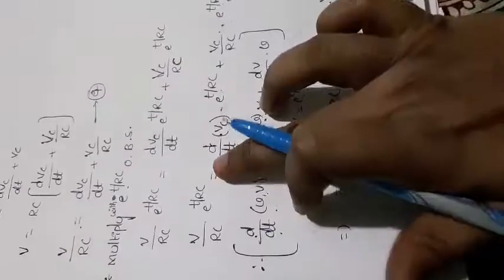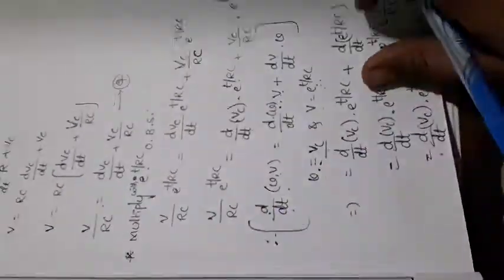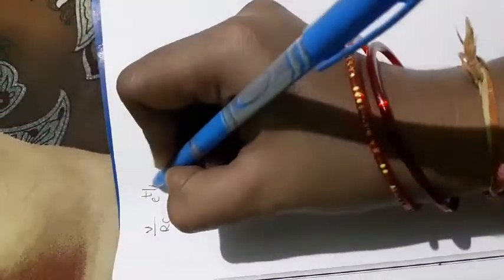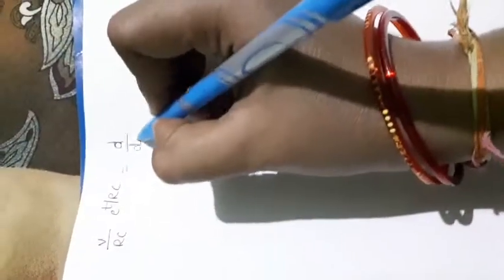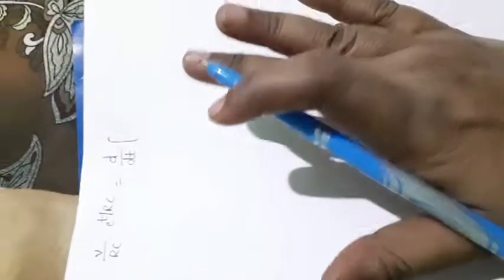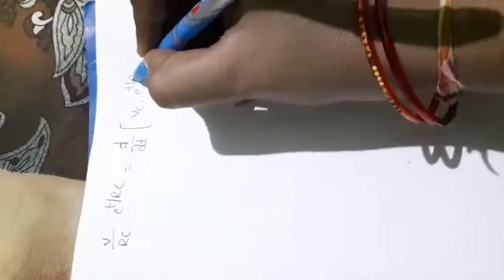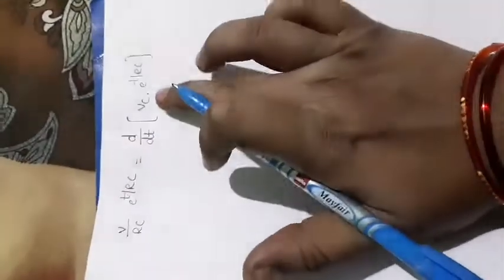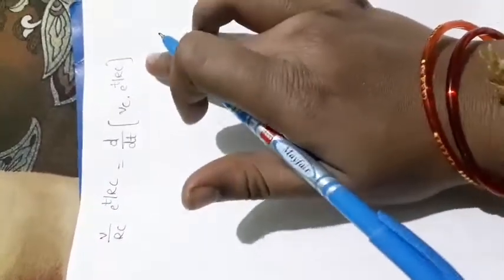Okay, so generally now I am taking this equation and rewriting it as V by Rc into e power t by Rc is equal to d by dt of, so directly we can say that this is in the UV formula. So what we will consider here is U as Vc and V as e power t by Rc. So directly I can write the differentiation of U into V. Okay, so the whole equation can be simplified like this.